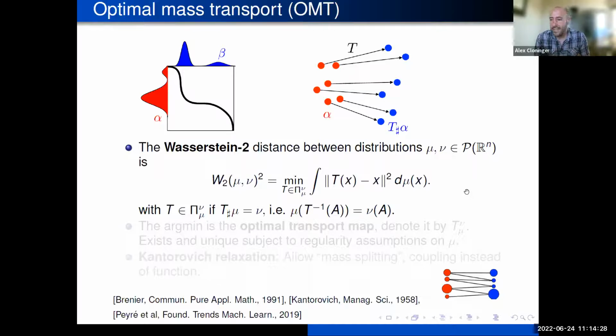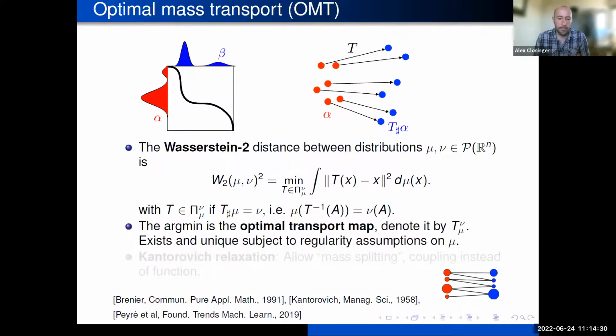So this is the idea, and what we're actually going to be interested in is the argument of this. What is the transport map itself? How do I optimally transform one point cloud into another? And that's going to be denoted T mu nu.